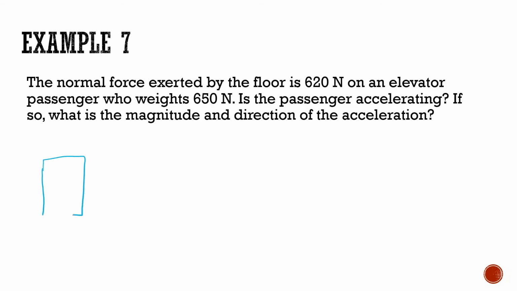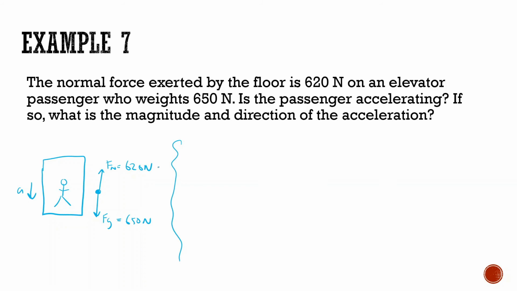So we have this drawing here. We have a person. He's in the elevator. And I'm going to just draw the forces here. So there's a force of gravity on the person, and then there's a normal force on the person. We know that the normal force that the person experiences is 620 newtons, and the force of gravity the person experiences is 650 newtons. Looking at that, seeing that there's more force of gravity than force normal, we should know that the elevator is accelerating downwards.